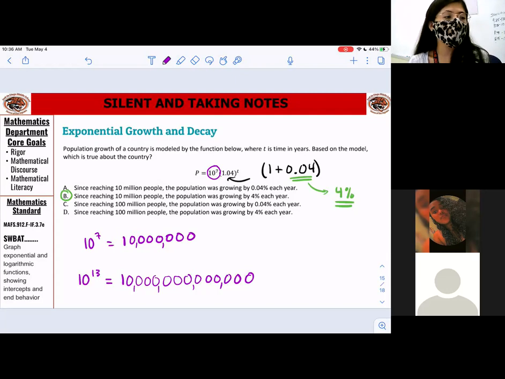All right, but the most important part of this is the 4%. Remember that the number in the parentheses is a decimal and you have to turn it into a percentage to know the actual percentage. So any questions on that part? If you chose A or C, do you have any questions? Okay. All right.